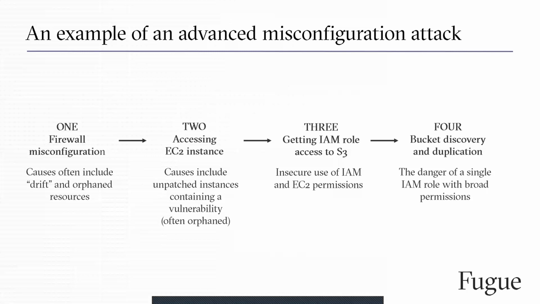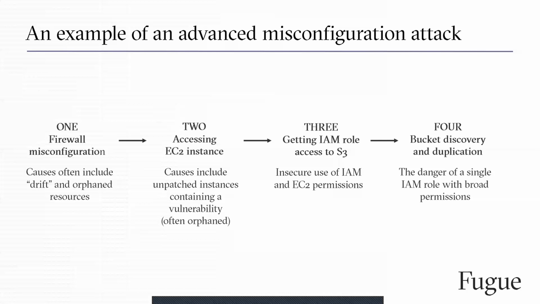Then two, the bad guy found an EC2 instance that had a CVE on it. What that means is it was probably unpatched, it was probably orphaned infrastructure, and therefore vulnerable. And all of your unknown and orphaned infrastructure is very lucrative attack surface for bad guys.